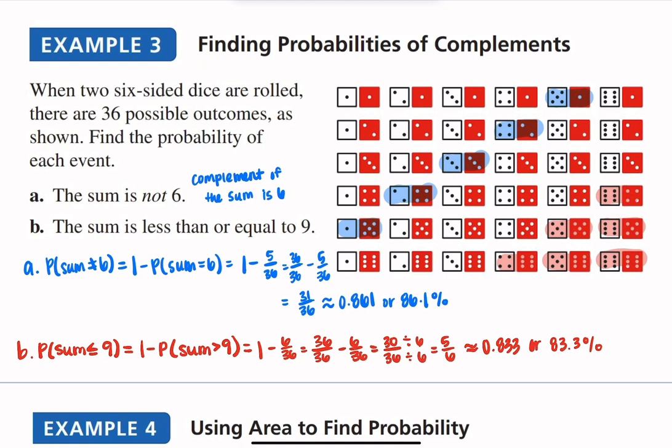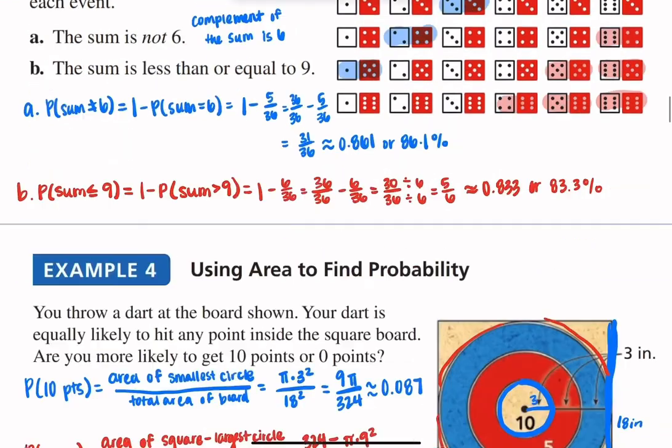And I'll just use the little laser pointer. So I have right here 1, 2, and that's really it. There's only 2 where the sum is 11.